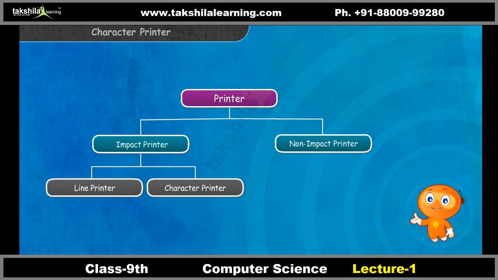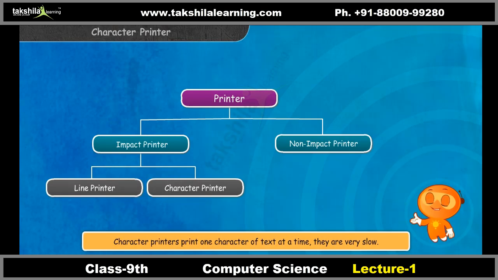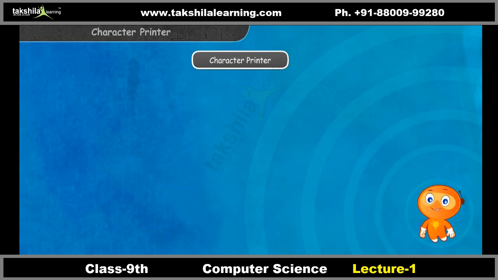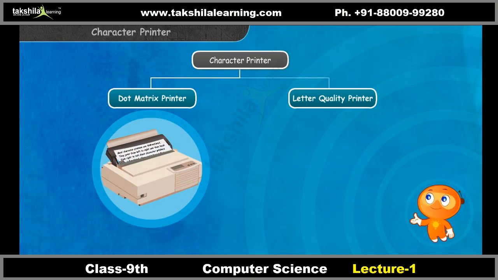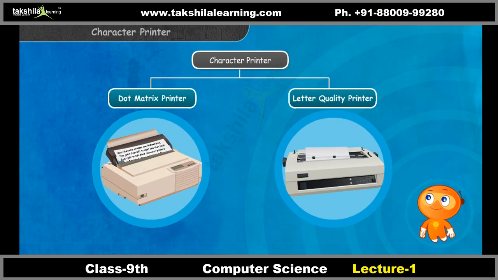Now, we will learn about character printers. Character printers print one character of text at a time. They are very slow. Examples of character printers are dot matrix printer and letter quality printer.